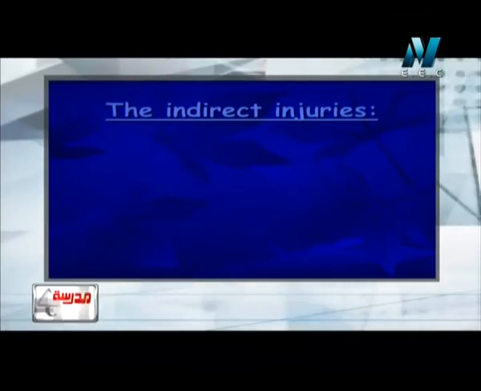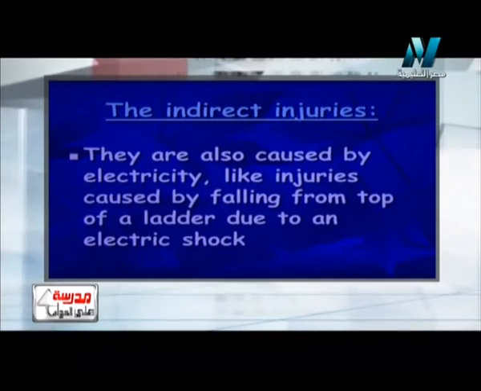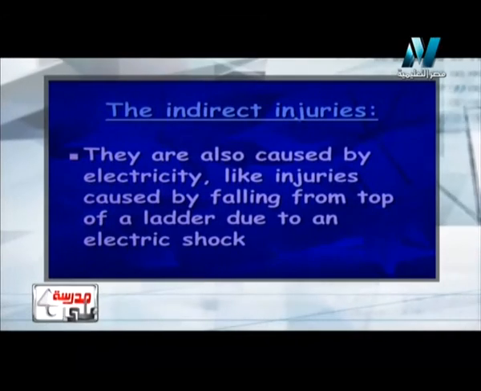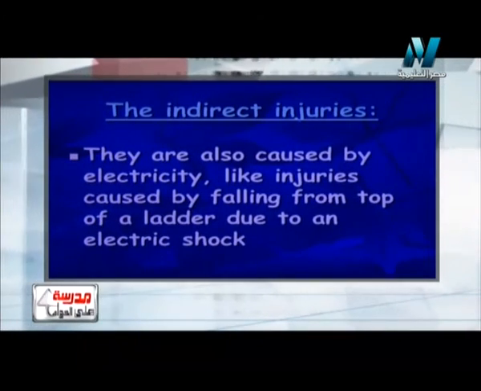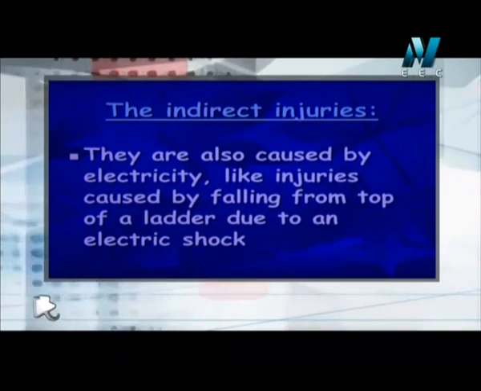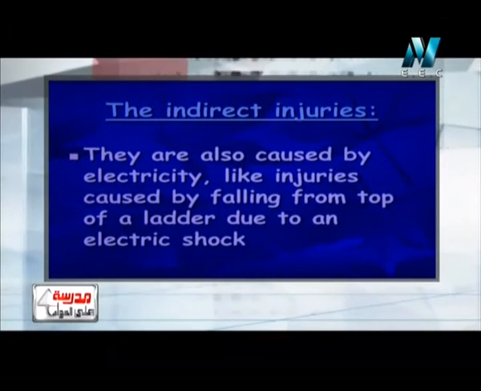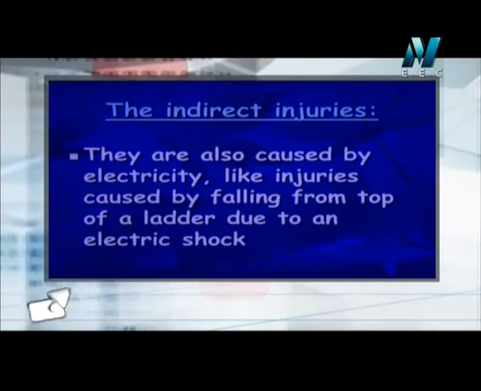So now we have indirect injuries. What are indirect injuries? Injuries caused by electricity, like injuries caused by falling from the top of a ladder due to an electric shock. Someone who is fixing electricity or making electric connections is standing on a ladder, and if he gets an electric shock and falls from the ladder, for example he may break his leg or be wounded. What happened here? He has an accident. The damage is not caused directly by the electricity; it is caused by the fall that the electricity caused. That is why we call them indirect injuries.